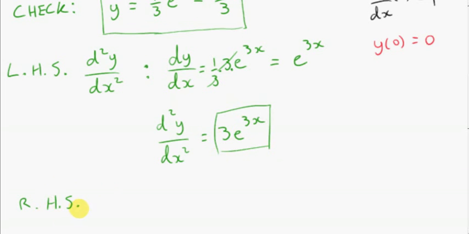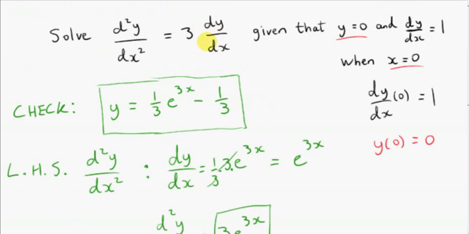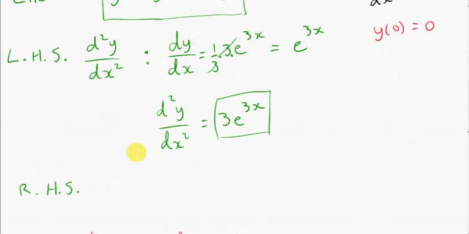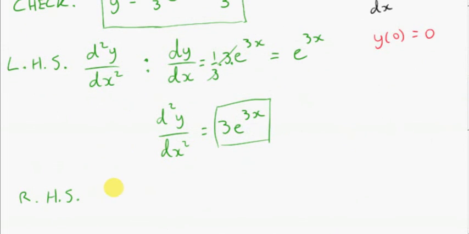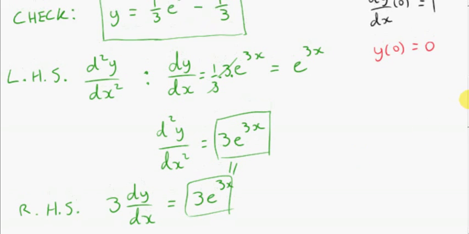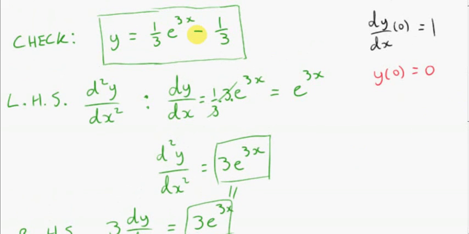Now let's look at the right hand side. So here's the right hand side of the differential equation. 3 times dy/dx. But dy/dx is e to the 3x, so we get 3e to the 3x. So these agree. The left hand side equals the right hand side. So that proves that we have a solution to the differential equation.